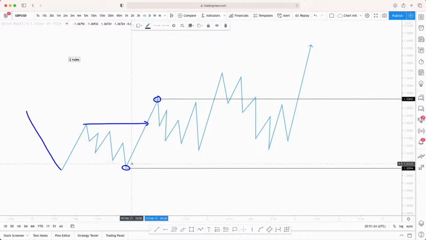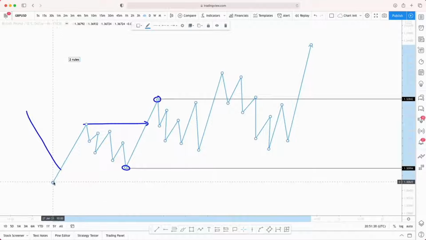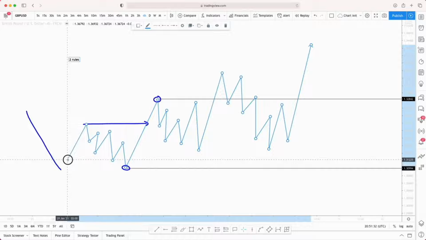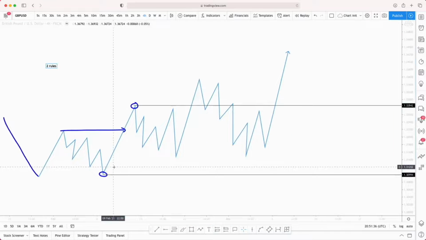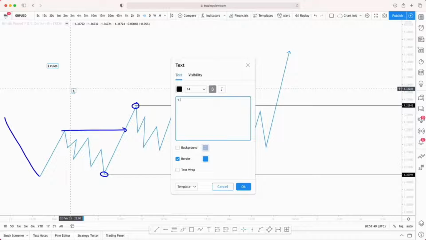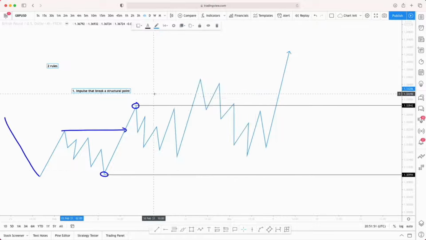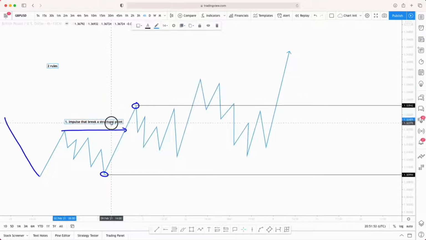So in this case, for a bullish move, that's going to be your reference point. If it's coming from here or from up there, it doesn't matter. So number one is having the impulse that breaks a structural point. Okay, so that happens here.